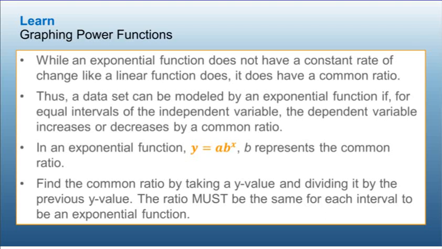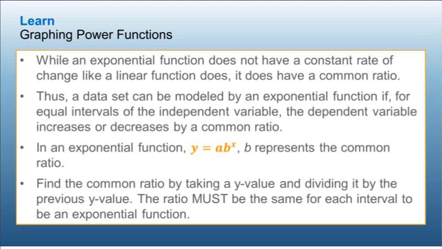While exponential functions do not have a constant rate like a linear function does, they do have a common ratio. As I said, our b in our function y equals a times b to the x power is our common ratio. So the data set can be modeled by an exponential function if for equal intervals of the independent variable, the dependent variable increases or decreases by a common ratio. So what that is telling you is that your x coordinates must increase by 1. And if your x increases by 1, then your y should increase or decrease by the same ratio. It just means you're multiplying by the same factor each time.